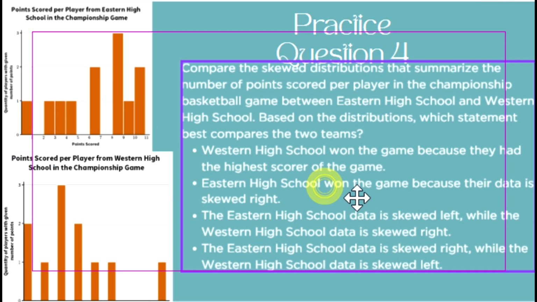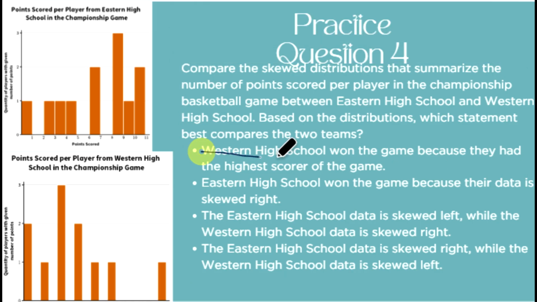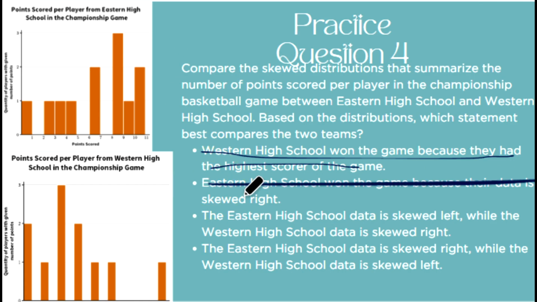Okay, so Western High did not have the highest score. Eastern High did. So let's get rid of you. Eastern High won the game because their data is skewed right. That is a completely negative statement. It is skewed left. The Eastern High School data is skewed left. That is correct. The tail is on the left.